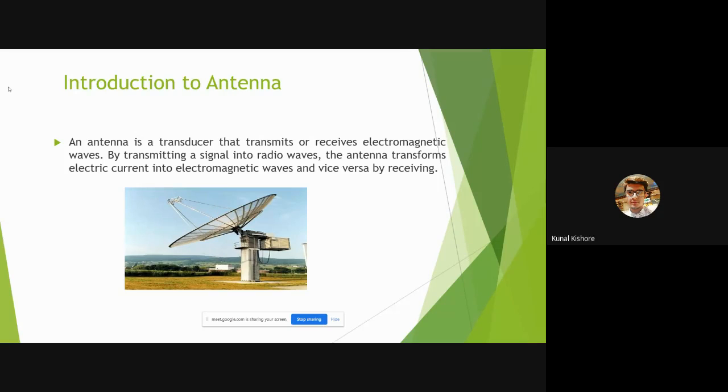So our first slide is what is an antenna, and because we are dealing with antenna design, first we should know what an antenna is. An antenna is basically a transducer that transmits or receives electromagnetic waves. By transmitting a signal as radio waves, the antenna transforms electric current into electromagnetic waves, and vice versa by receiving.